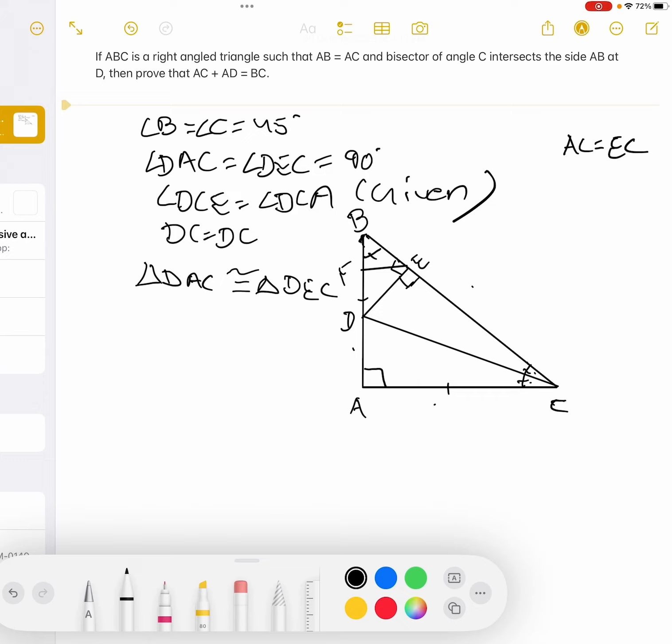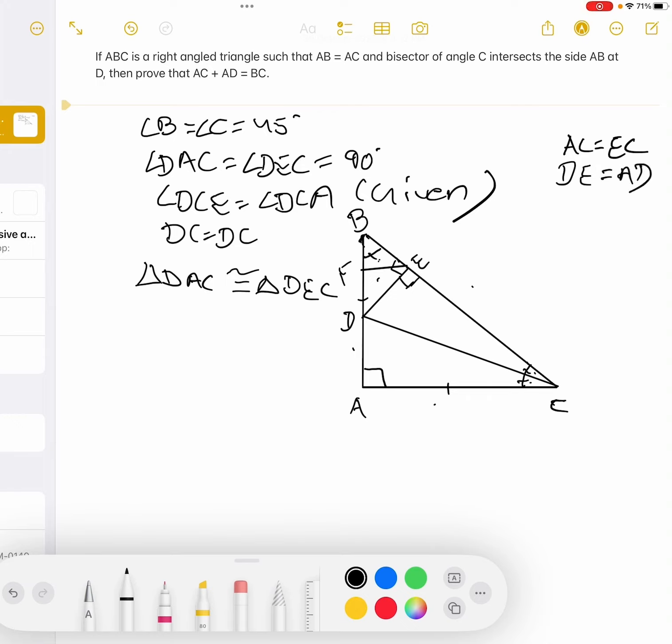Now what can we see over here? We have to prove that this triangle and this triangle are congruent. Now you will ask why. So we know that DE is equal to AD, as we proved earlier that these two triangles were congruent. So DE equals AD.